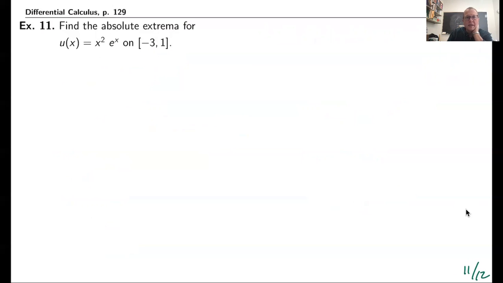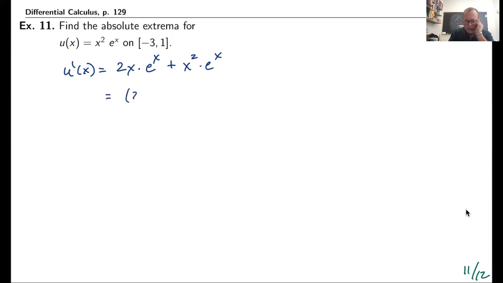All right, so on this one here, we're looking for absolute extrema. The function is x squared e to the x from -3 to 1. So go ahead and pause and try that and then come back. All right, you're back. So hopefully the way you started was getting u prime of x. And of course, that's a product rule. So you have 2x times e to the x. We took the derivative of the x squared, but left the e to the x alone. Plus, now we leave the x squared alone and take the derivative of the e to the x.